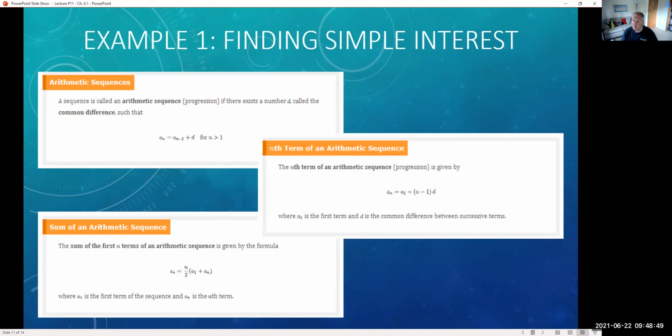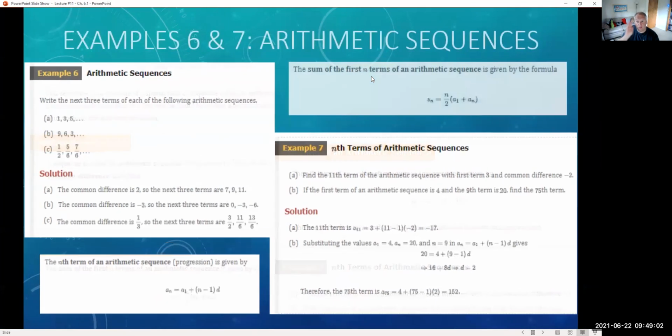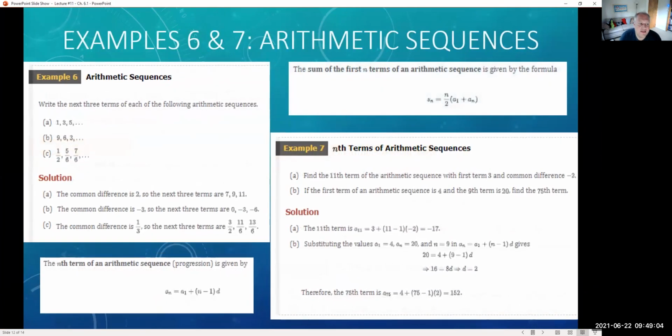Before we do it with investments, though, let's do it with some basic numbers and think about it in an algebraic way so we can get the feel of how arithmetic sequences work and how to find the nth term of one of those sequences. And last but not least, how to find the sum of an arithmetic sequence from one term to another. In example 6, we're asking you first to please write the next 3 terms of each of the following arithmetic sequences. I'd like to write them down and then talk about them with you, how you would figure them out.